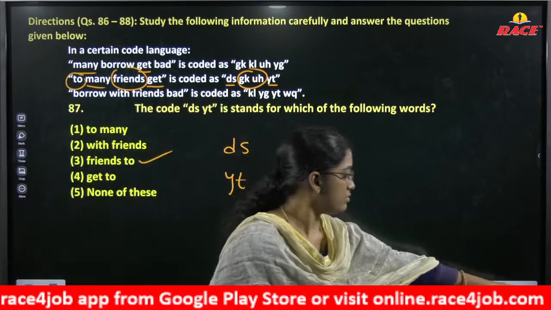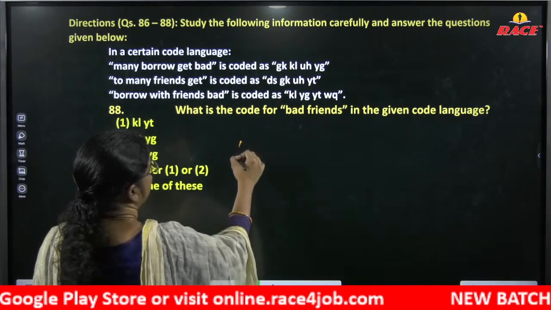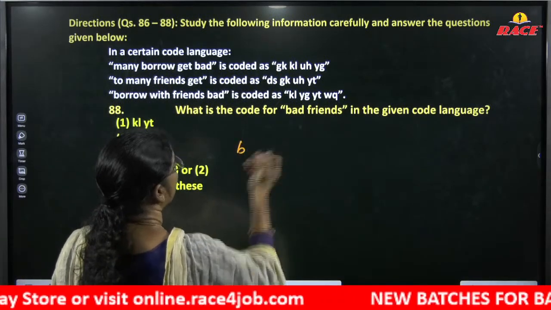Then to the next question. What is the code for bad friends? We need a code for bad friends.